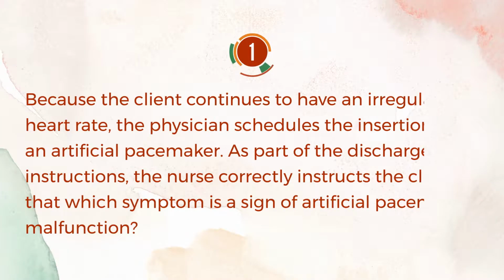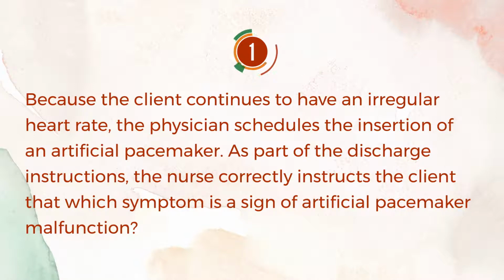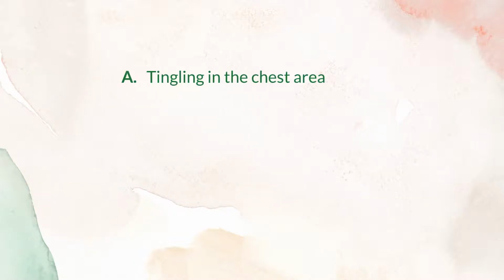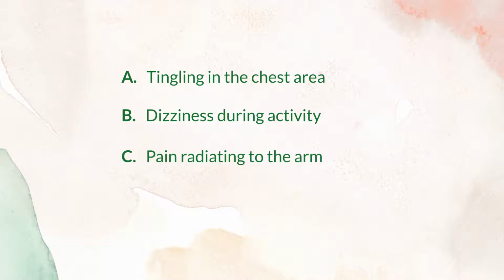Number 1. Because the client continues to have an irregular heart rate, the physician schedules the insertion of an artificial pacemaker. As part of the discharge instructions, the nurse correctly instructs the client that which symptom is a sign of artificial pacemaker malfunction. A. Tingling in the chest area. B. Dizziness during activity. C. Pain radiating to the arm. D. Tenderness beneath the skin.